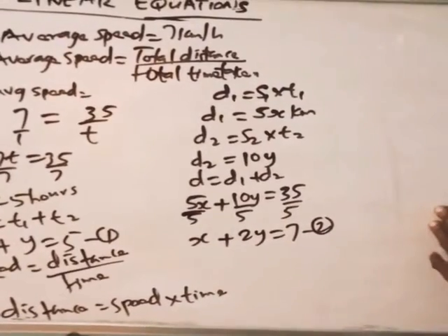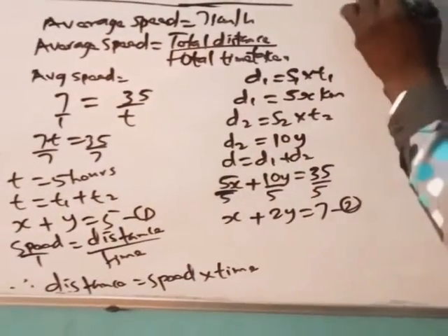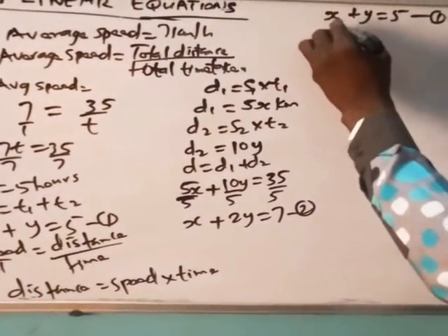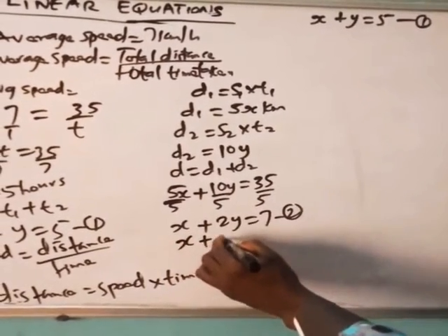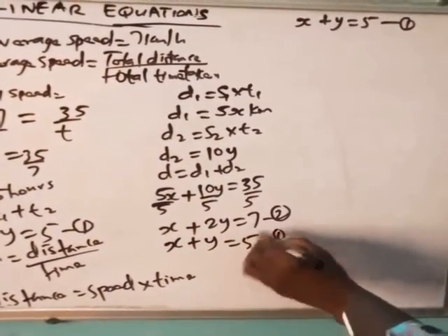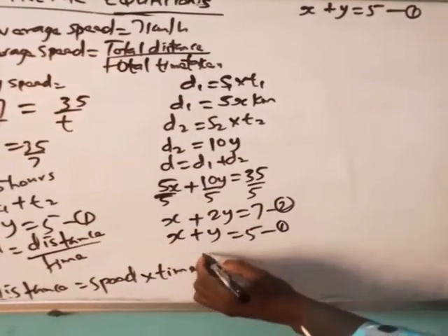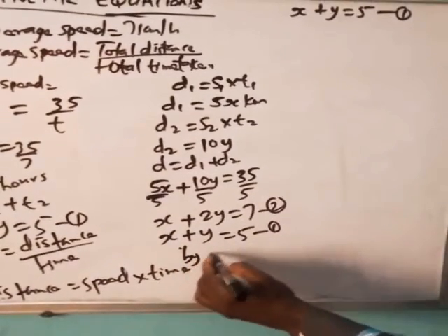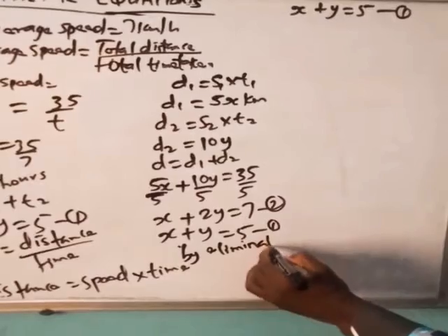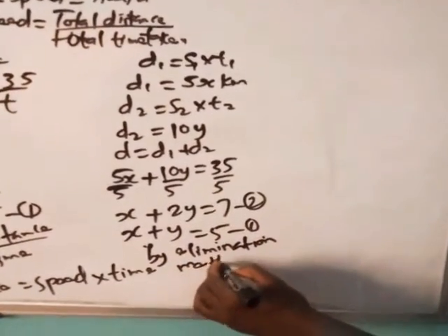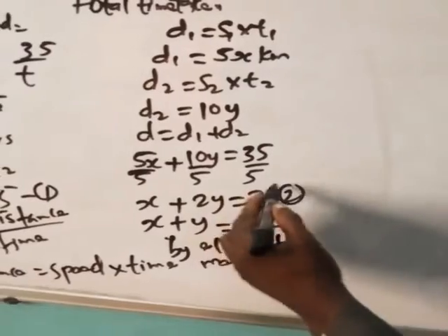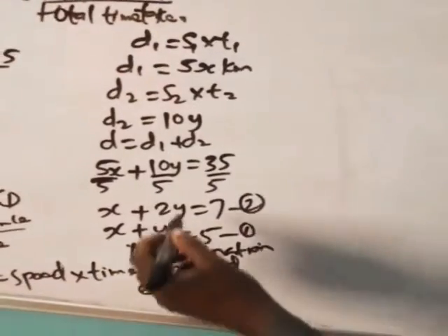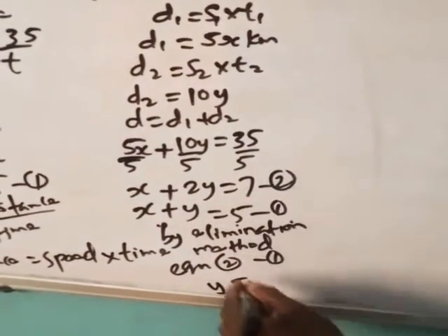So I'll solve these two simultaneous equations. Equation 1 says x plus y is 5. Equation 2 says x plus 2y is equal to 7. So by elimination method, you can easily subtract your x because the coefficients are 1, 1. So you tell us the method you are using: by elimination method. So 7 is bigger than 5, so I prefer equation 2 minus 1. Equation 2 minus 1: x minus x is 0, 2y minus y is y, and 7 minus 5 is 2.